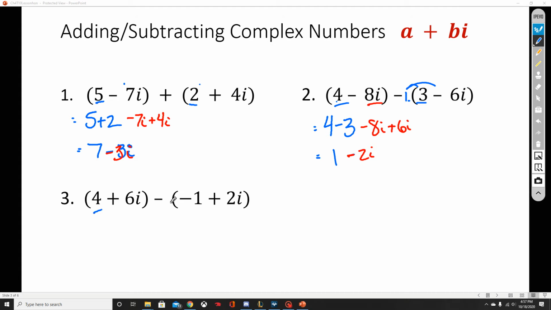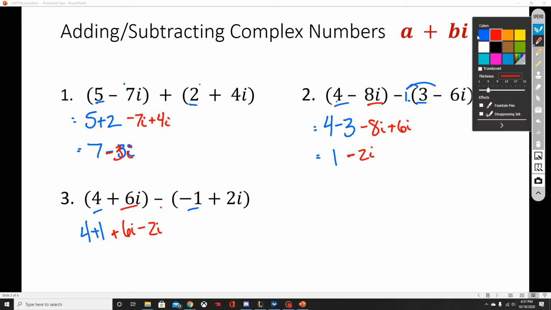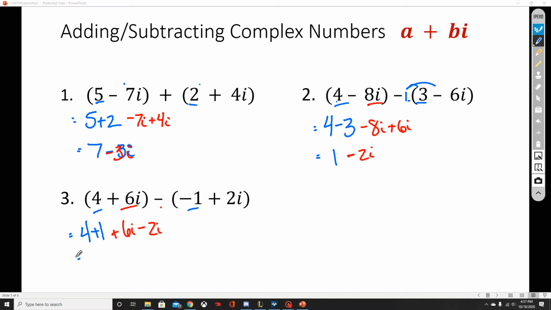All right, same thing for minus negative 1. So that would be 4 plus 1 for the real part. For the imaginary part, we have 6i, and then minus 2i. And then we combine each part. So 4 plus 1 is 5 for the real part. For the imaginary part, I have 6i minus 2i, which is 4i. So number 3 becomes 5 minus 4i.